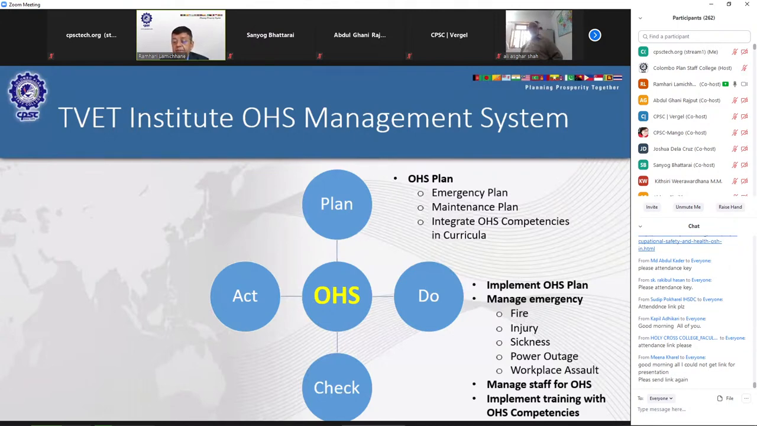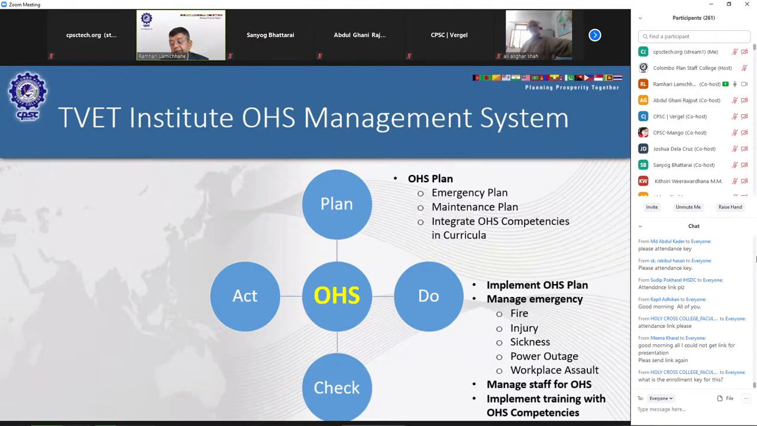And manage staff for occupational health and safety. So we have to train staff. We have to recruit occupational health and safety staff, like a safety supervisor and medical staff, in each and every organization, not only in TVET institutes. There must be primary healthcare, basic healthcare, an emergency or nursing unit or health unit, whatever. And we have to recruit such staff and train them.